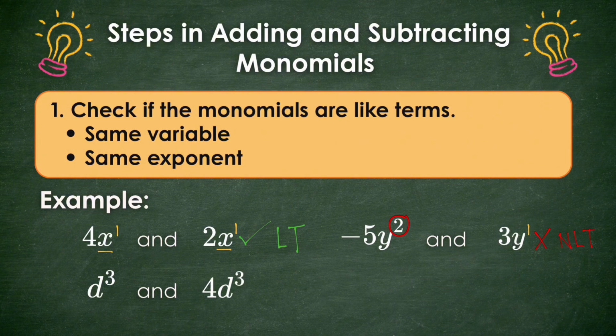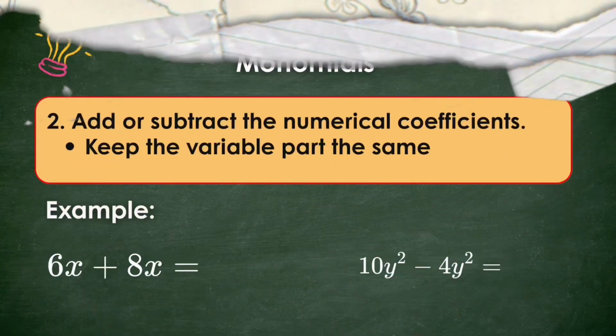d cubed and 4d cubed. Are they like terms? Yes, same variable d and both raised to the third power. They are like terms. 9x and 3. Are they like terms? No. The first term has a variable, but the second term is just a plain number with no variable at all. So they are not like terms. Great! Now that we know how to check for like terms, let's move on to step 2.